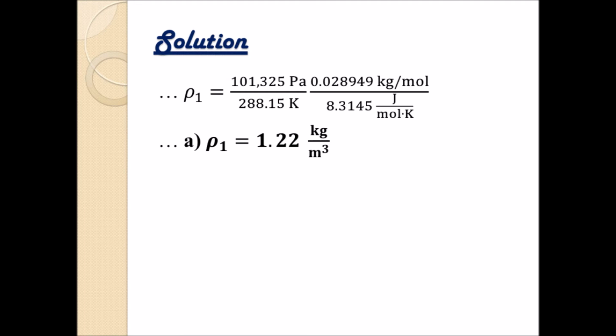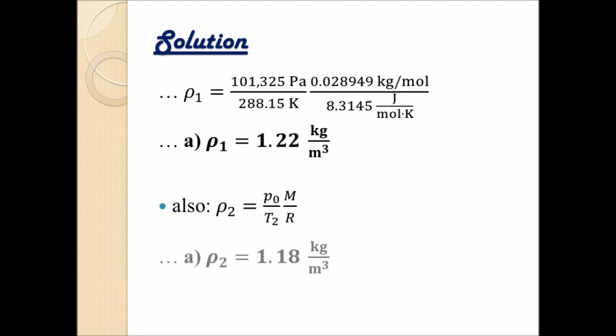And since this has been working out so nicely, we can do the second density also, because we do not need a new equation. We were looking for the density if the room is heated up and the pressure was supposed to not increase, which means that density ρ2 equals P0, now in this case divided by T2, multiplied again with M over R, and if we put all our given values in their basic units into this equation, then we get that the density ρ2 equals 1.18 kilograms per meters cubed.